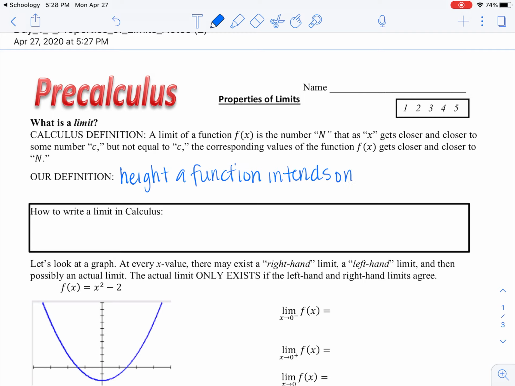So a couple things here. First off, height. When you think of height on a graph, what value are we talking about? We're talking about the y value. So if the limit of your function does exist, the answer is the y value, because it's the height the function intends on reaching. The other thing is this word intends here.